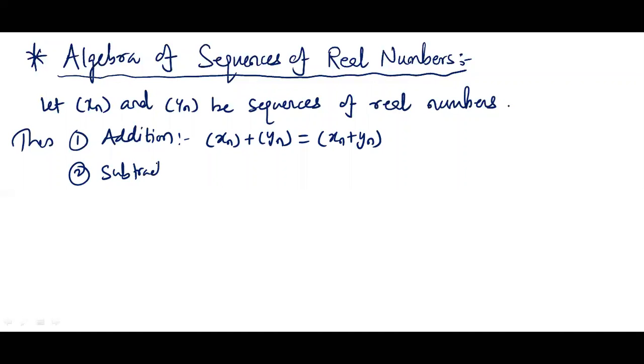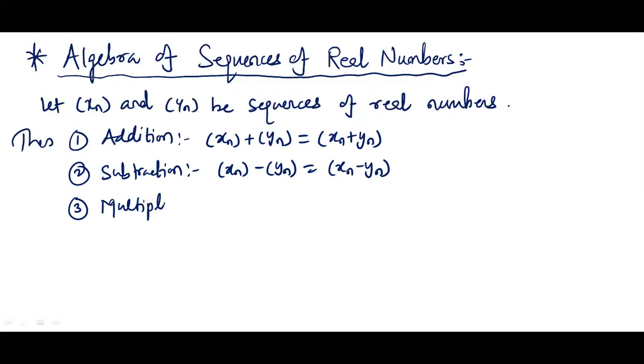Subtraction. Subtraction of sequences xn and yn is denoted by this, and it is nothing but xn minus yn, a sequence whose nth term is xn minus yn. Third, multiplication of sequences xn and yn is denoted by xn dot yn, and it is defined as a sequence whose nth term is the multiplication of xn and yn.